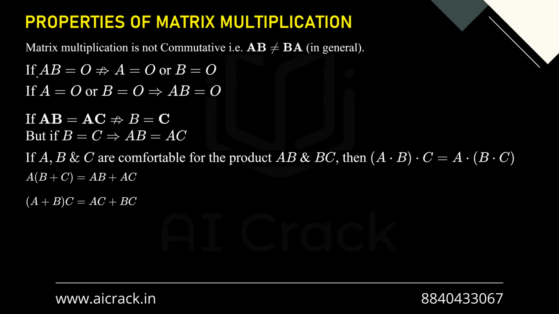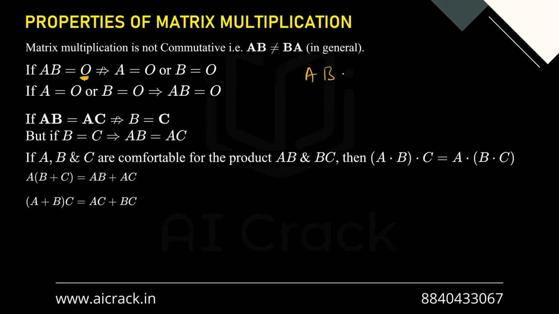Okay. Now, if AB equals O, this is a null matrix. This is not zero, this is a null matrix. And that doesn't mean A equals O or B equals O. In regular algebra, if the product of two variables equals zero, then we say that either A equals zero or B equals zero. That regular algebra is not applicable over here. Why? I'll tell you why.